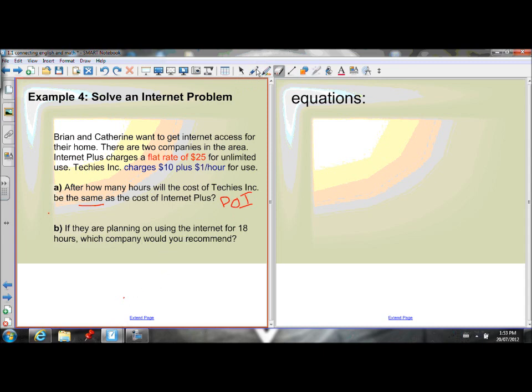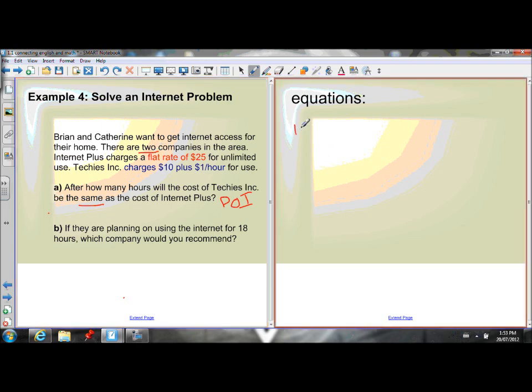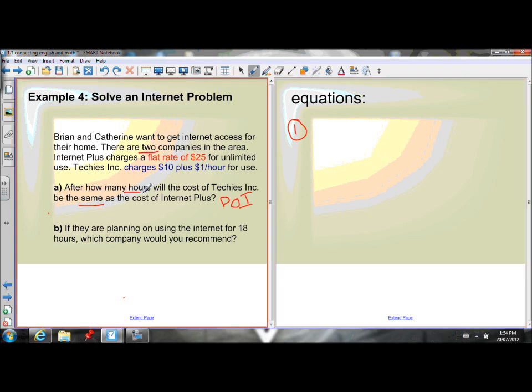Before we can do that, we have to first notice there are two companies. We're working with linear systems where we're considering more than one linear equation at the same time. So when you see there are two companies, it's probably a good idea to make one equation for each company. That'll give us two equations. Before we do that, let's look at what our variables are. So our variables are hours and cost.